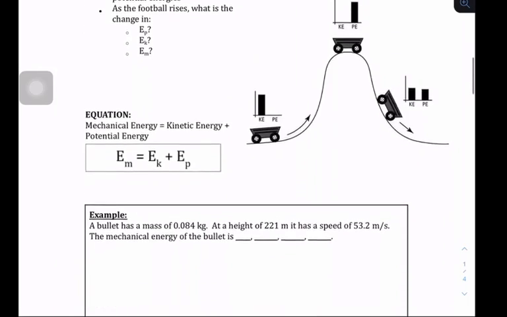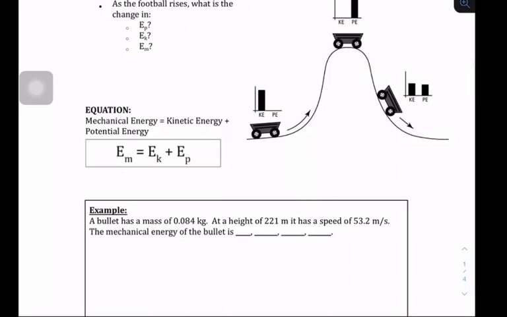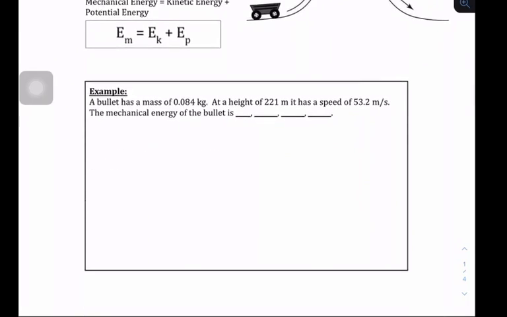So the formula for mechanical energy is pretty straightforward. Kinetic energy plus potential energy will give you your total mechanical energy. So we have an example here. A bullet has a mass of 0.084 kilograms at a height of 221 meters. It has a speed of 53.2 meters per second.